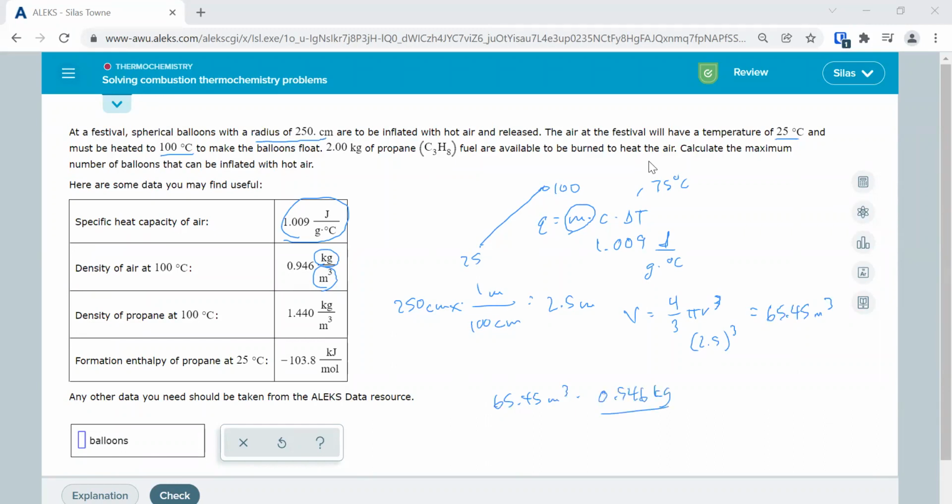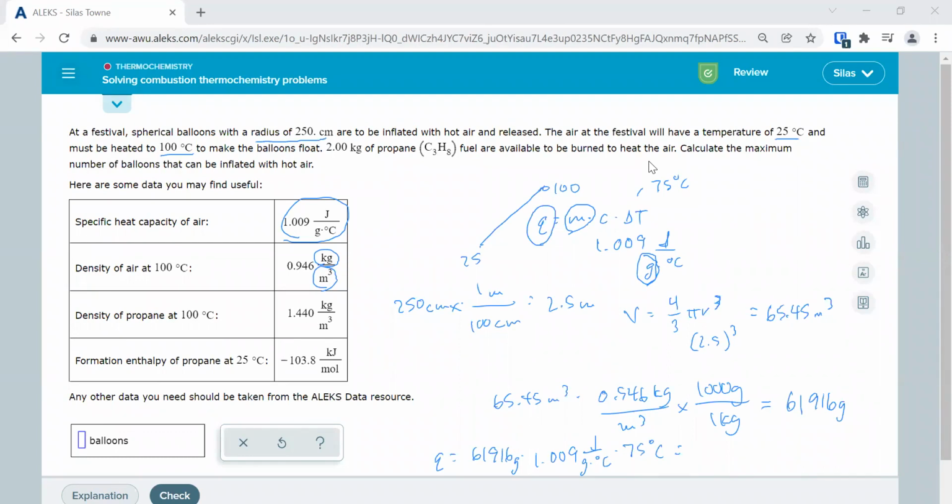Now I'm going to take that 65.45 meters cubed, times it by 0.946 kilograms per meter cubed, and then I'm going to go 1 kilogram is 1,000 grams because we have grams up here. So I'm going to multiply that through, and I get 61,916 grams per balloon. So I can solve for my Q now. Right, Q equals 61,916. I'll keep all my digits for now. 1.009 joules per gram degrees C times 75. Now this is the heat required for each balloon.